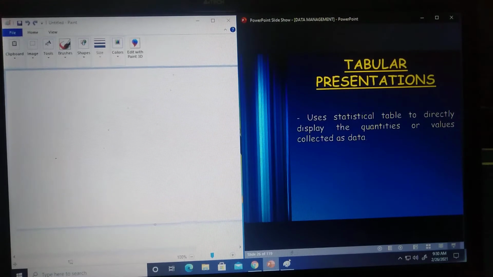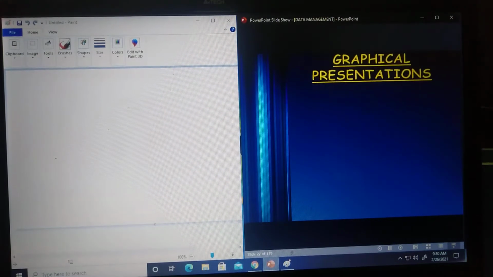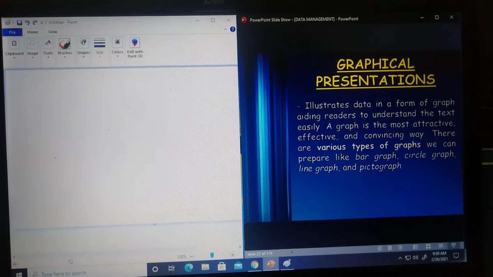Naka-display siya into tables. Ayan. And then we have also graphical data naman. So sa graphical data, we have different types of graph, diba? So from the root word graph, gumagamit tayo ng mga graph in presenting the data. And we have different types of graph. We have the bar, the circle or the pie chart, we have the line, and the pictograph.